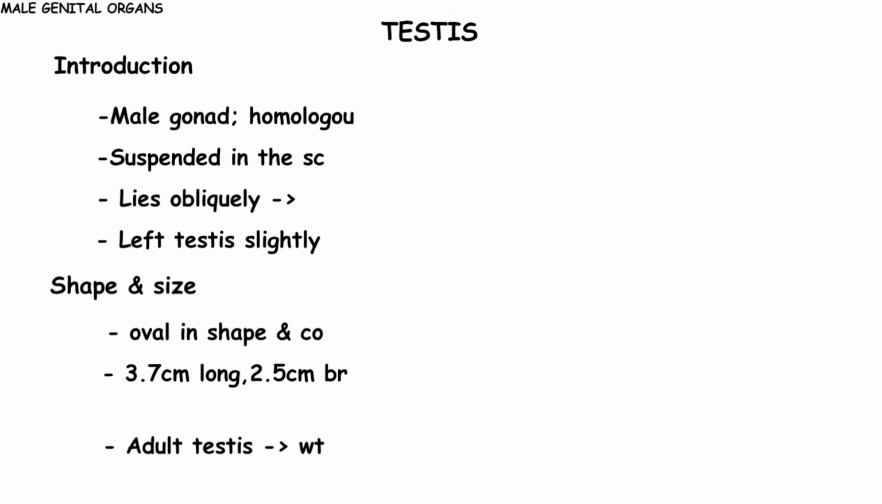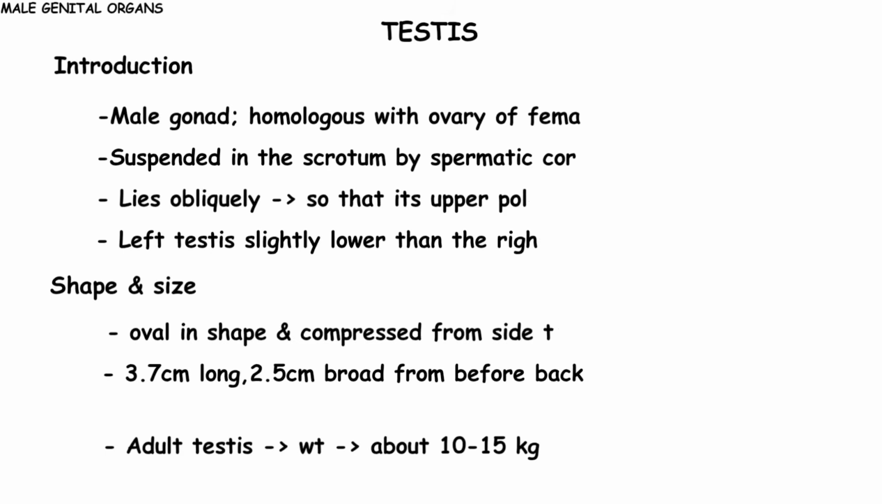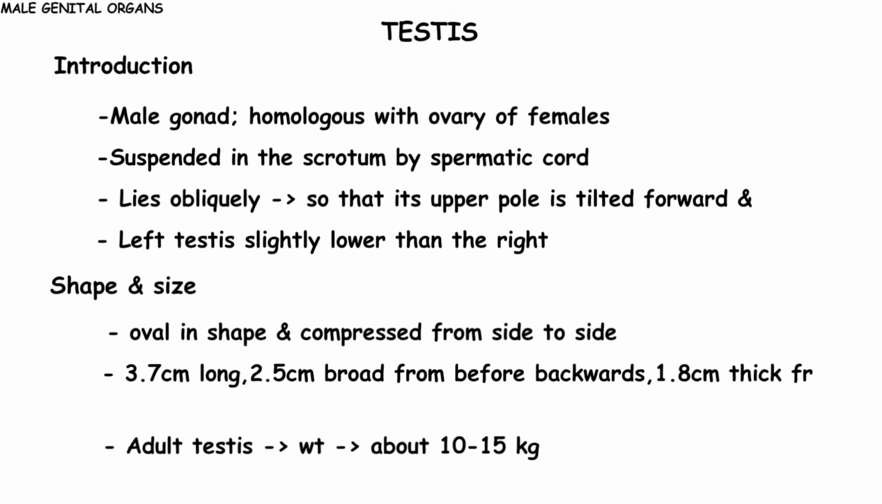Testis. The testis is the male gonad, homologous with the ovary of a female, suspended in the scrotum by the spermatic cord. It lies obliquely so that its upper pole is tilted forwards and laterally. The left testis is slightly lower than the right one. Shape and size: oval in shape and compressed from side to side. 3.7 cm long and 2.5 cm broad from before backwards, 1.8 cm thick from side to side, and the adult testis weighs about 10 to 15 g.